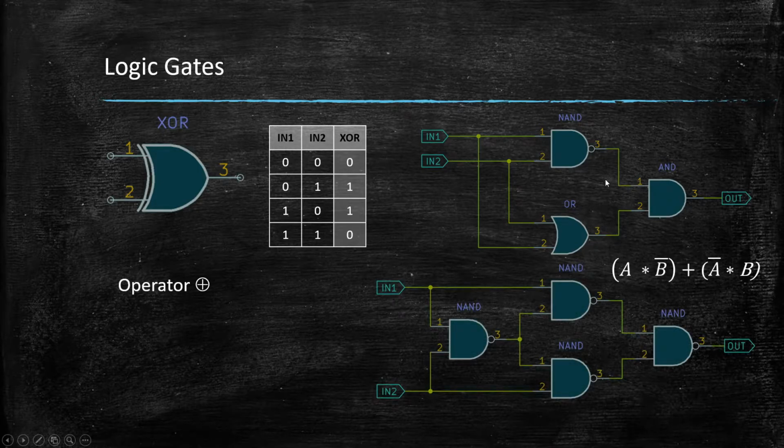However, a more useful implementation of that is down here with 4 NAND gates, which is simply due to the fact that NAND gates are easier to build than OR gates or AND gates. So this is most likely what we are going to be using in our hardware when we want to implement an exclusive OR gate.